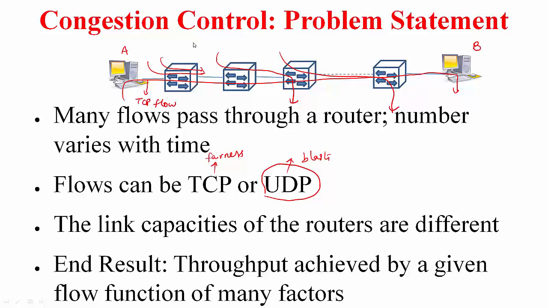Also, the link bandwidths that interconnect the routers could be different. For example, this could be a 100 Mbps link. This could be a 10 Mbps link. This could be a 100 kbps link, so on and so forth. So the end result of all this is the throughput that a flow achieves is governed by all these factors and it is going to vary over time.